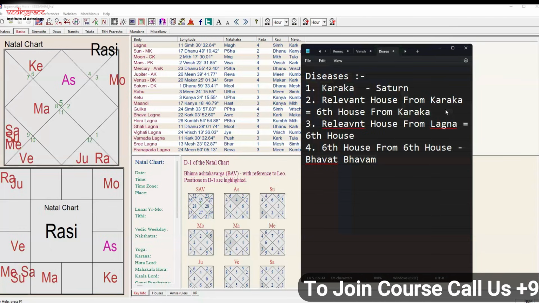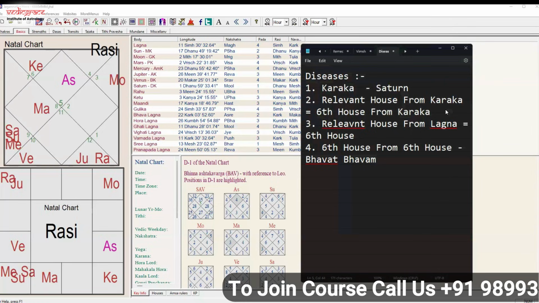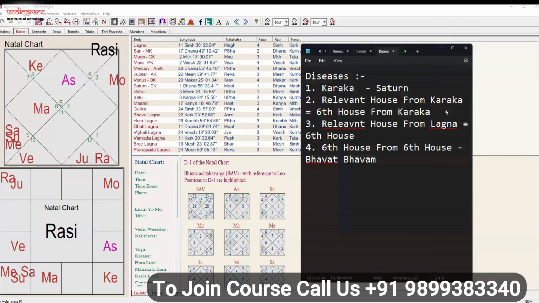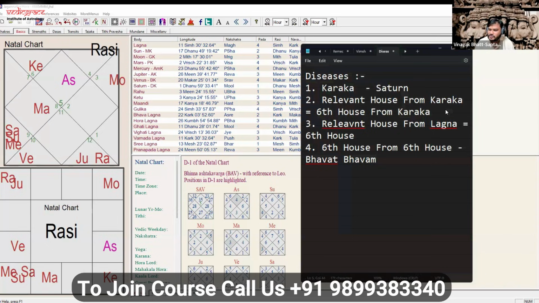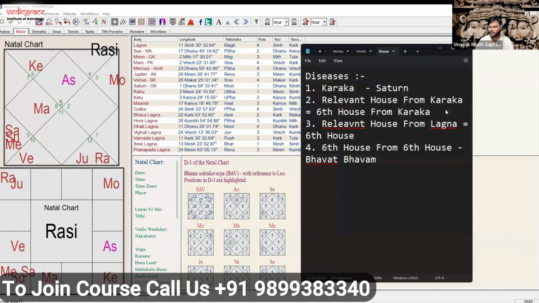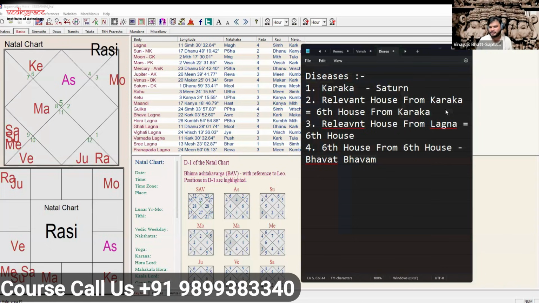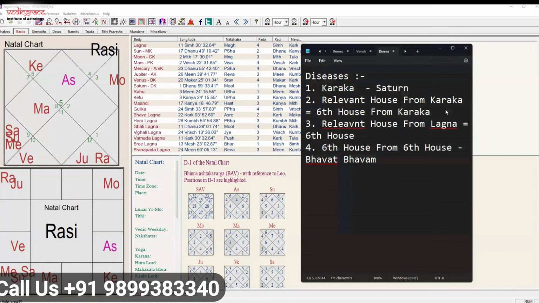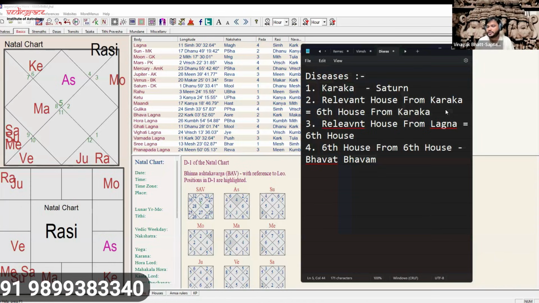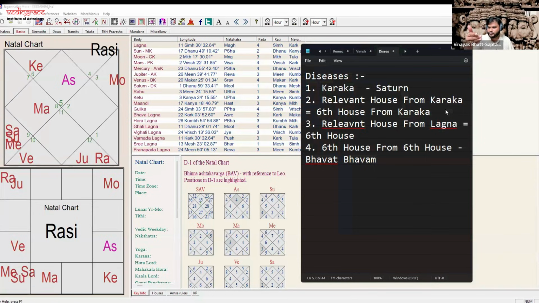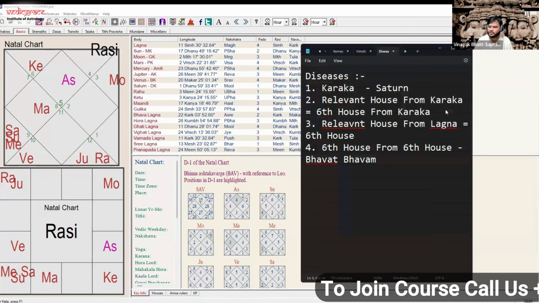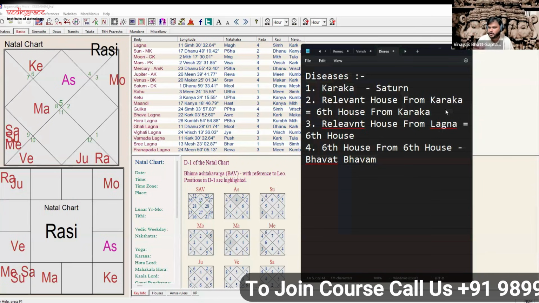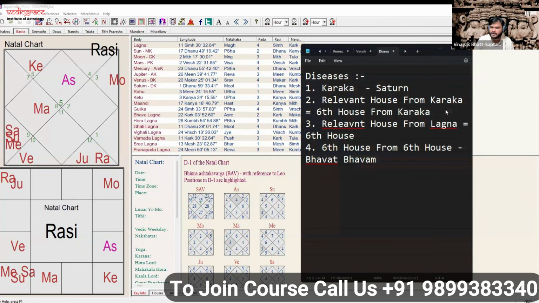But are you using it in your predictions? Sometimes, maybe in a lecture or when explaining some concept, but in predictions we never use it. Without all these 4 points, you can't pinpoint the event. But if you follow these 4 steps, it becomes very, very easy to use Vimshottari Dasha or any timing tools.